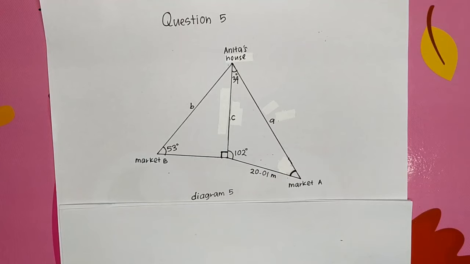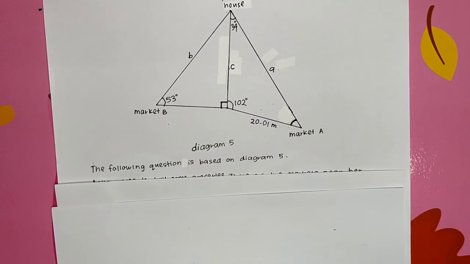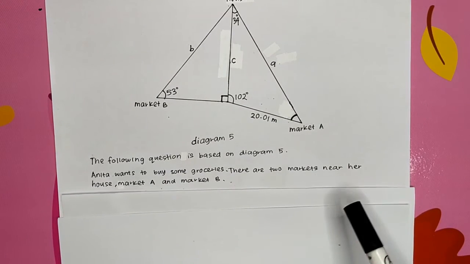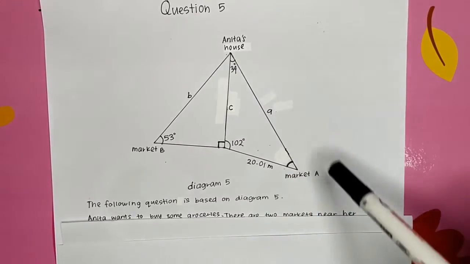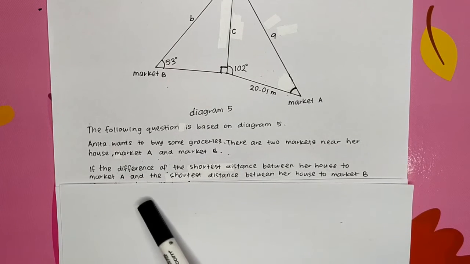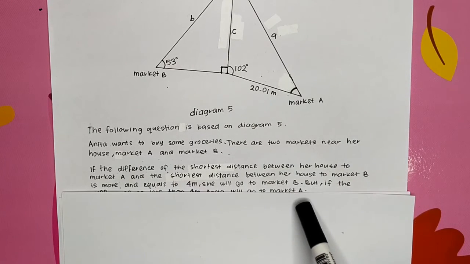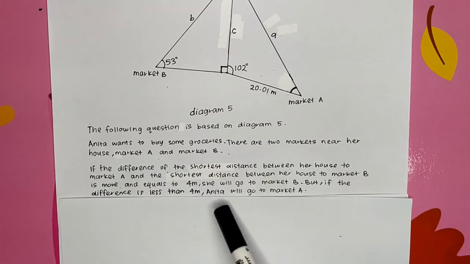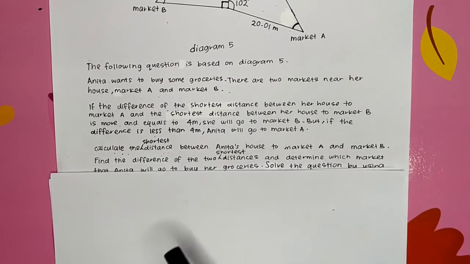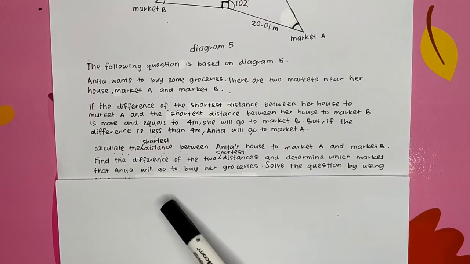So this is the last question, which is question number 5. The following question is based on diagram 5. Anita wants to buy some groceries. There are two markets near her house, market A and market B. So this is her house, this is market A, and this is market B. If the difference of the shortest distance between her house to market A and the shortest distance between her house to market B is more than or equal to 4 meters, she will go to market B. But if the difference is less than 4 meters, Anita will go to market A. Calculate the shortest distance between Anita's house to market A and market B. Find the difference of the two shortest distances and determine which market that Anita will go to buy her groceries.